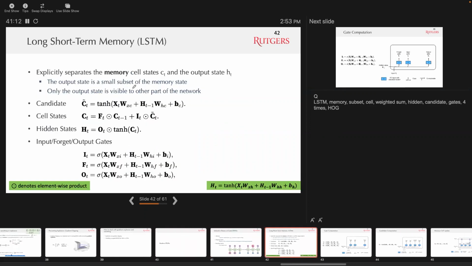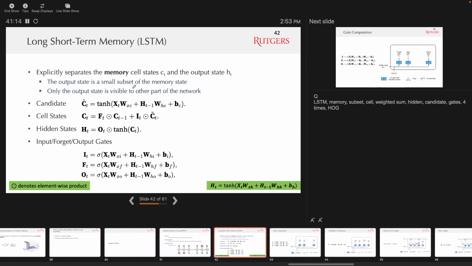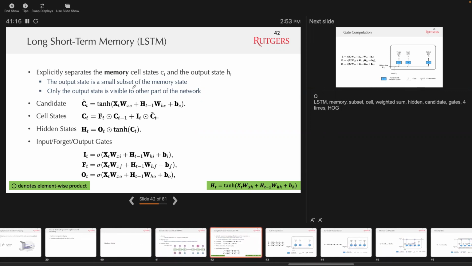And we're going to see why later. So what's LSTM and what's the basic idea? I guess the most important idea of LSTM is that it explicitly separates the memory states and the output states.